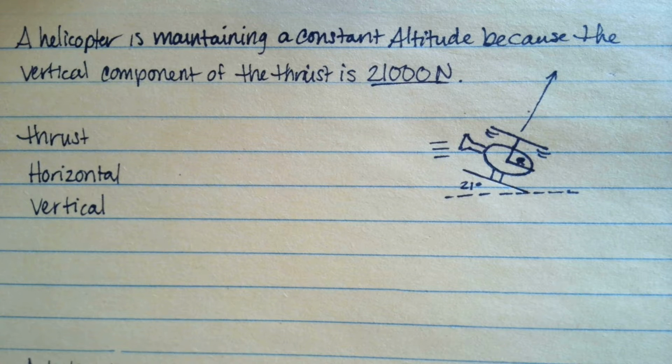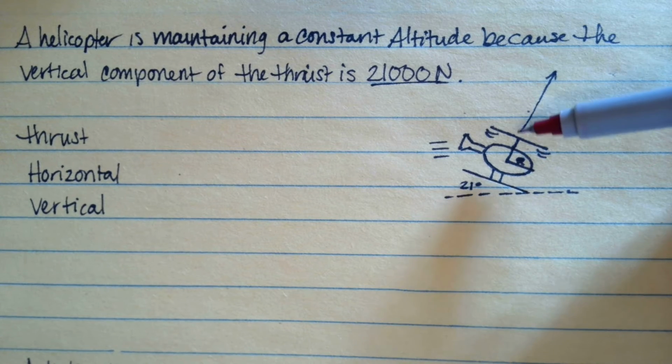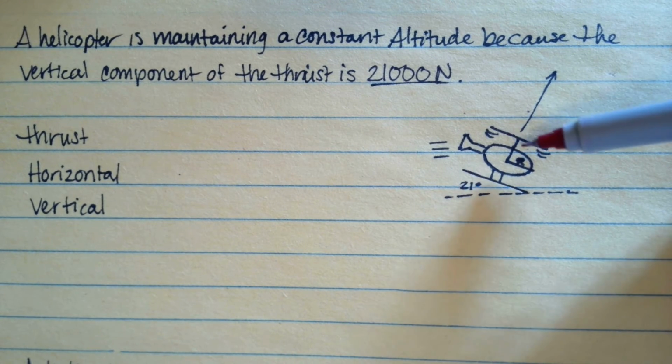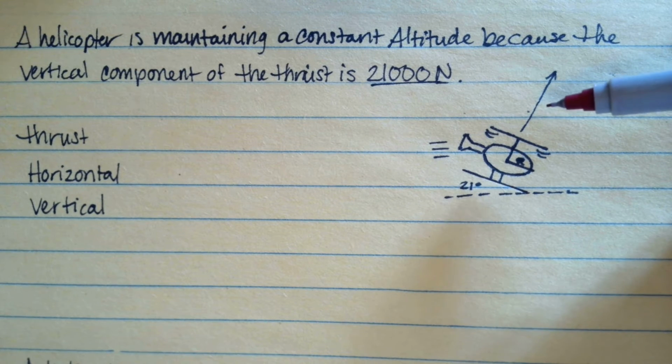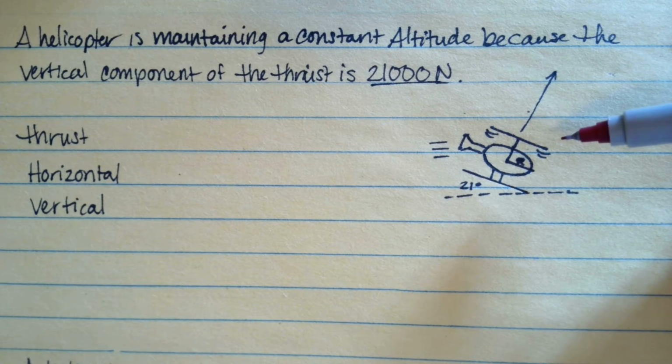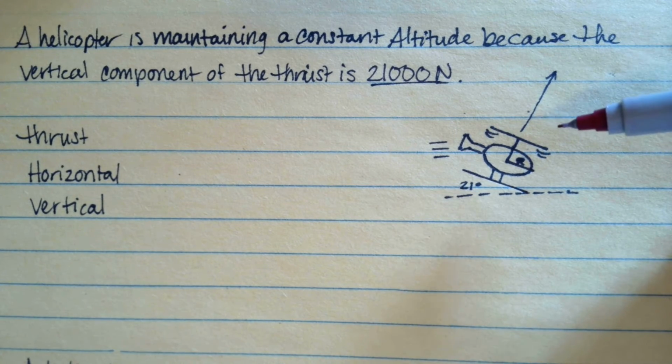Okay, here's number 3. A helicopter is maintaining a constant altitude because the vertical component of the thrust is 21,000 newtons. This one, I would guess that you might have had a little bit of difficulty because of the way it's set up. Helicopters do tilt themselves so that they can move forward, and also the upward thrust is going to keep them from falling to the ground. So that angle is going to propel it forward while also keeping it from falling.